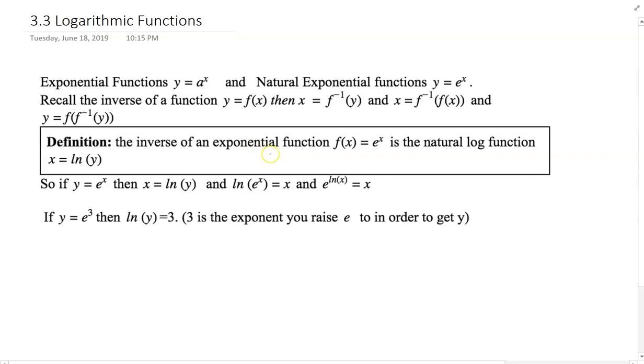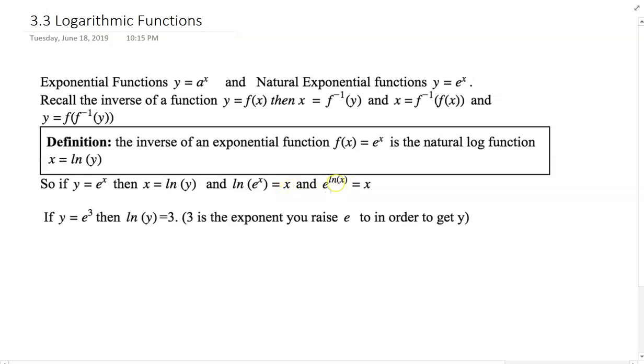Definition: the inverse of an exponential function f of x equals e to the x is a natural log function, x equals ln of y. So if y equals e to the x, then x equals ln of y, and ln of e to the x equals x. That is because these are inverse functions operating on each other, and whenever an inverse function operates on the other, the result is your original input, which in this case is x.